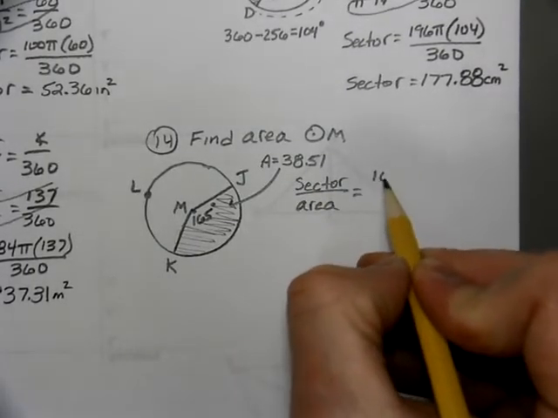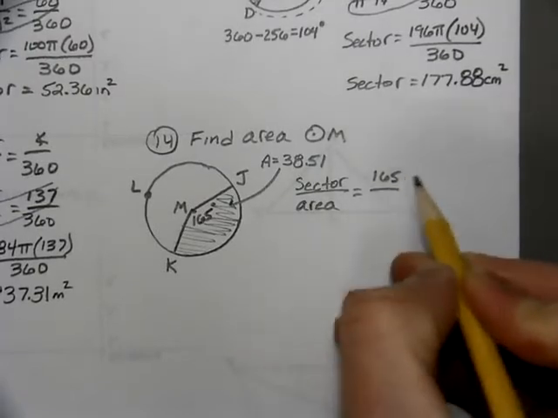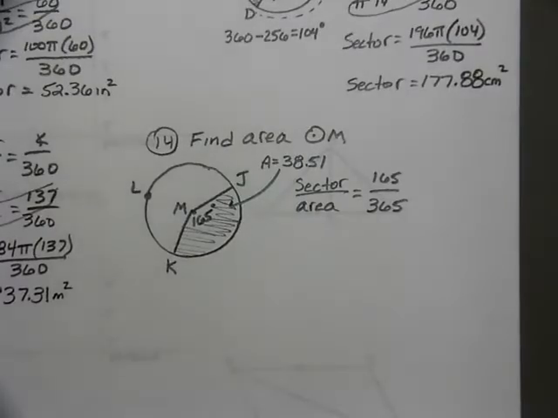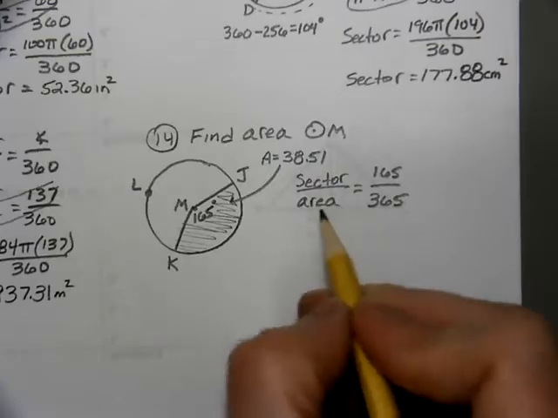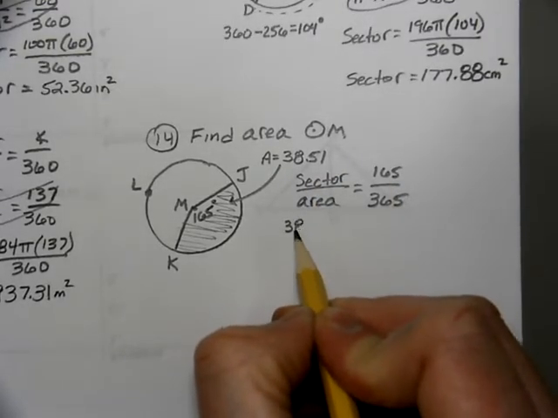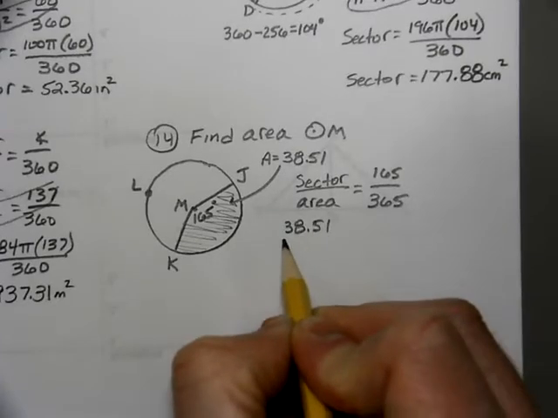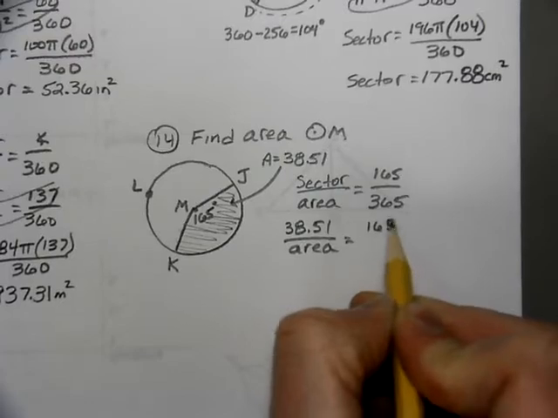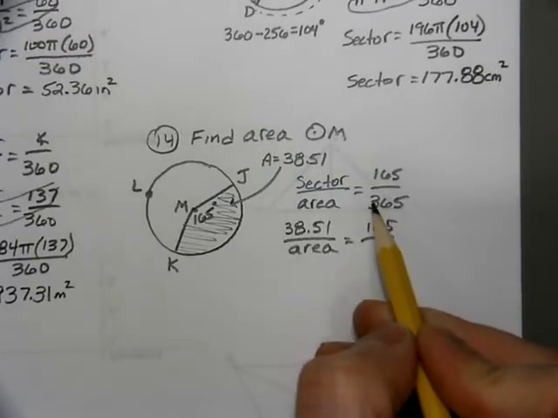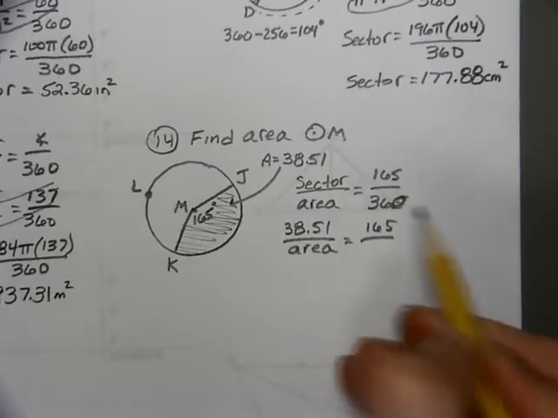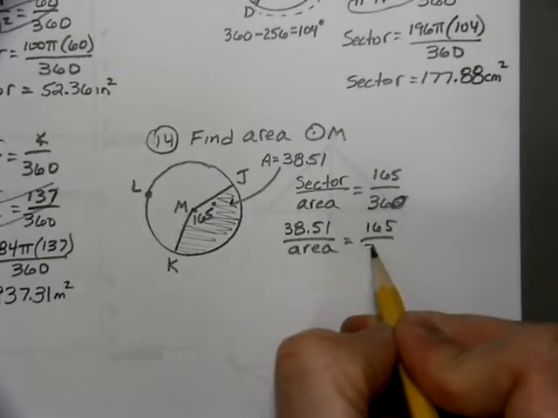The central angle of this shaded region is 165 over 365. So the sector area could be plugged in as 38.51 over the area. 165, well, I'm sorry, this says 365. That's how many days are in a year. Let's go with 360 degrees.